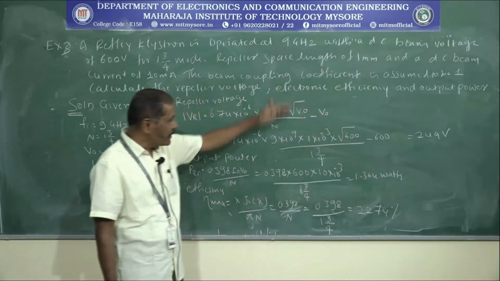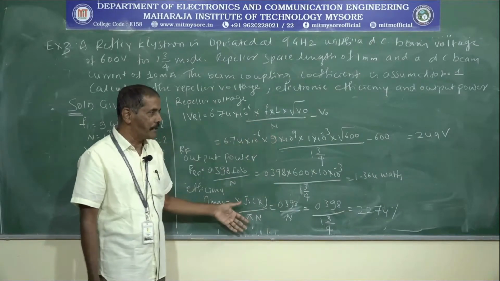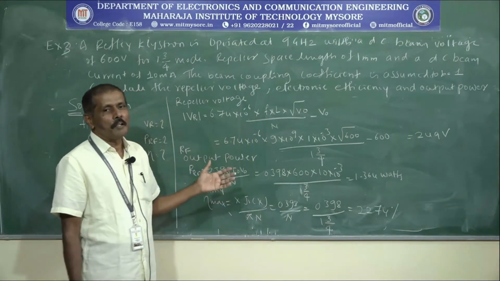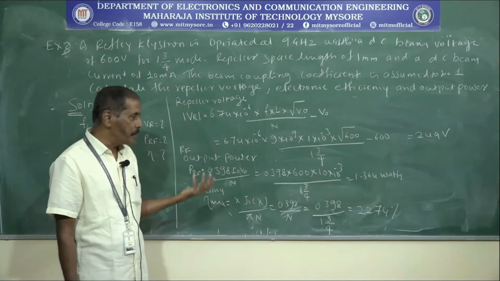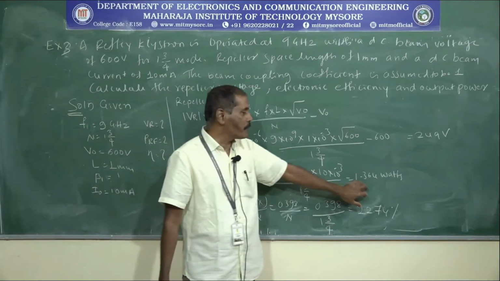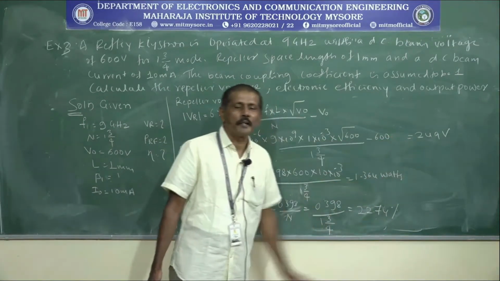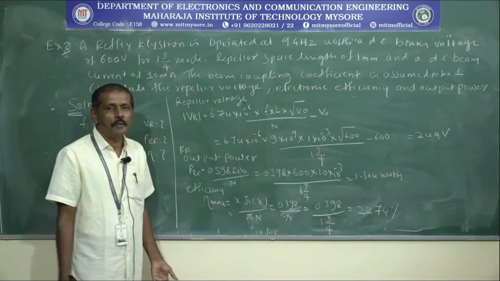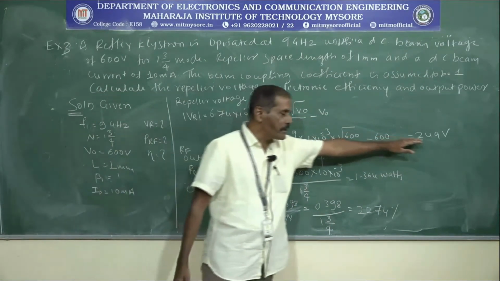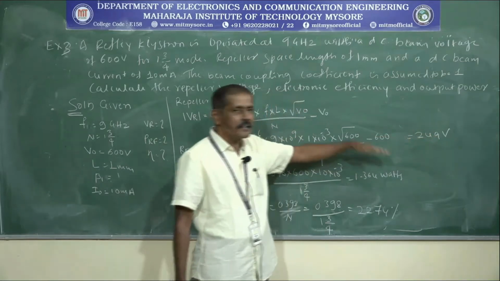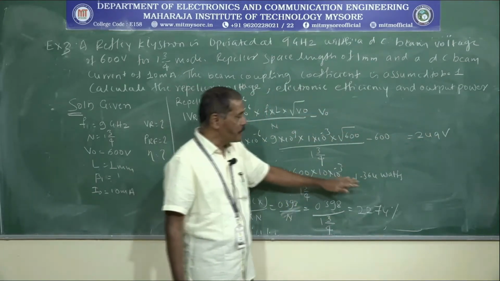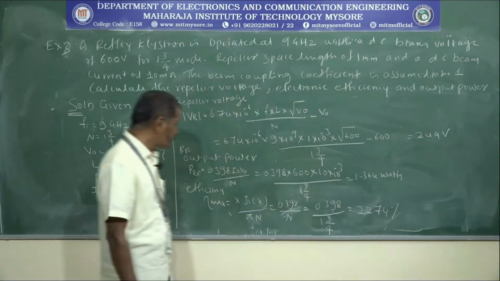And remember one thing, whenever you are calculating all the parameters, once you get the values, try to write the respective units, because if you simply write 1.364 or 249 like this, it does not give any meaning. So if voltage is there, write volts; if current is there, write amperes; if power is there, write watts.